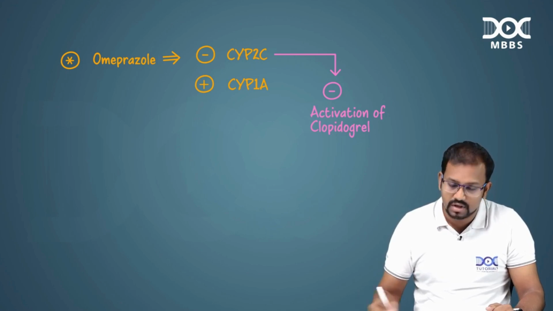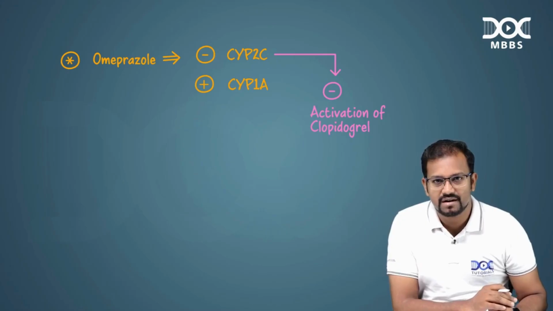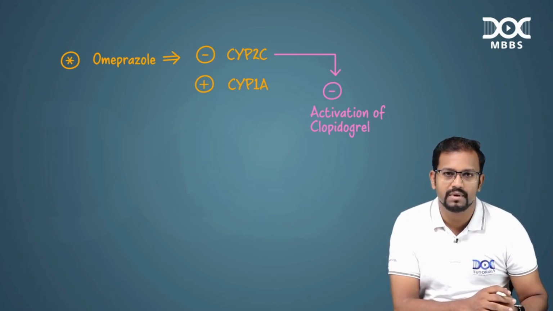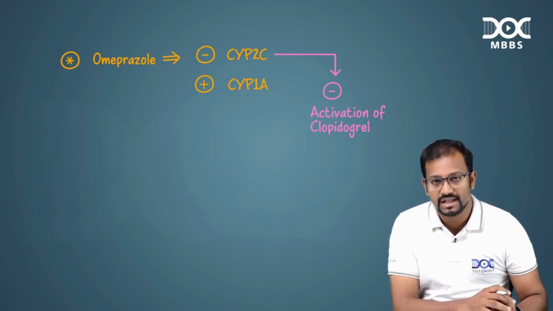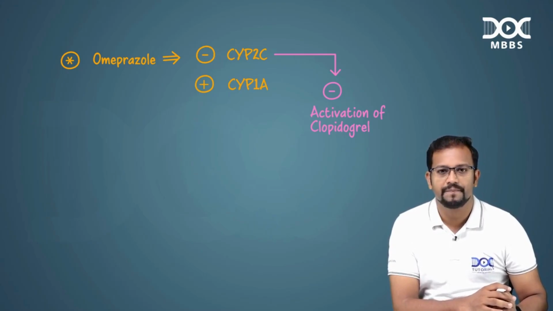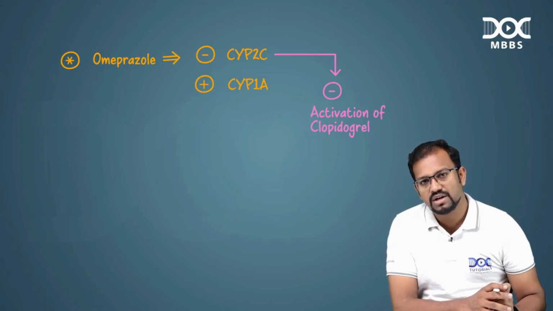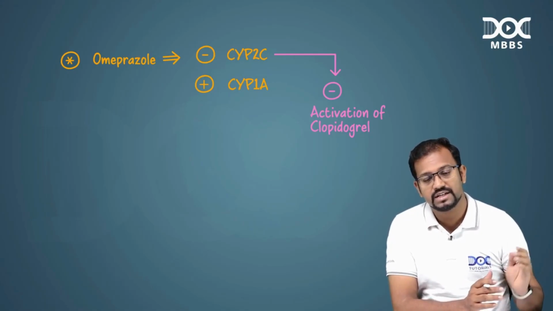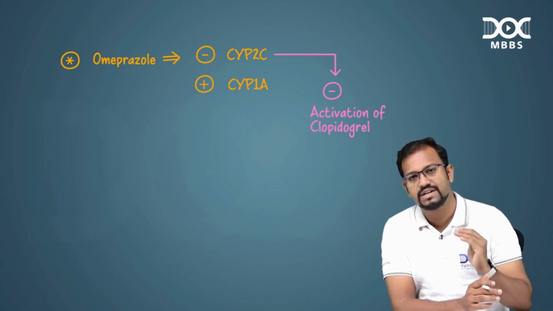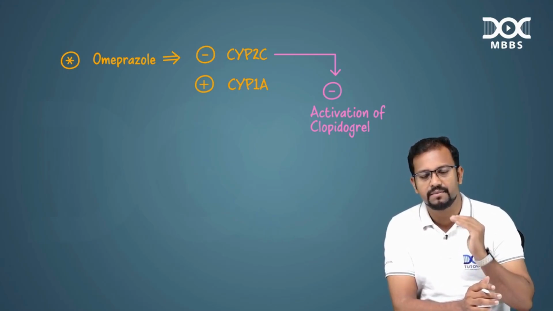What is clopidogrel? Clopidogrel is an antiplatelet drug. It's a P2Y12 inhibitor, a non-competitive, irreversible P2Y12 inhibitor antiplatelet drug. Clopidogrel, actually, is a prodrug, guys. It needs to be converted to the active form for its antiplatelet activity to be seen in the patient.